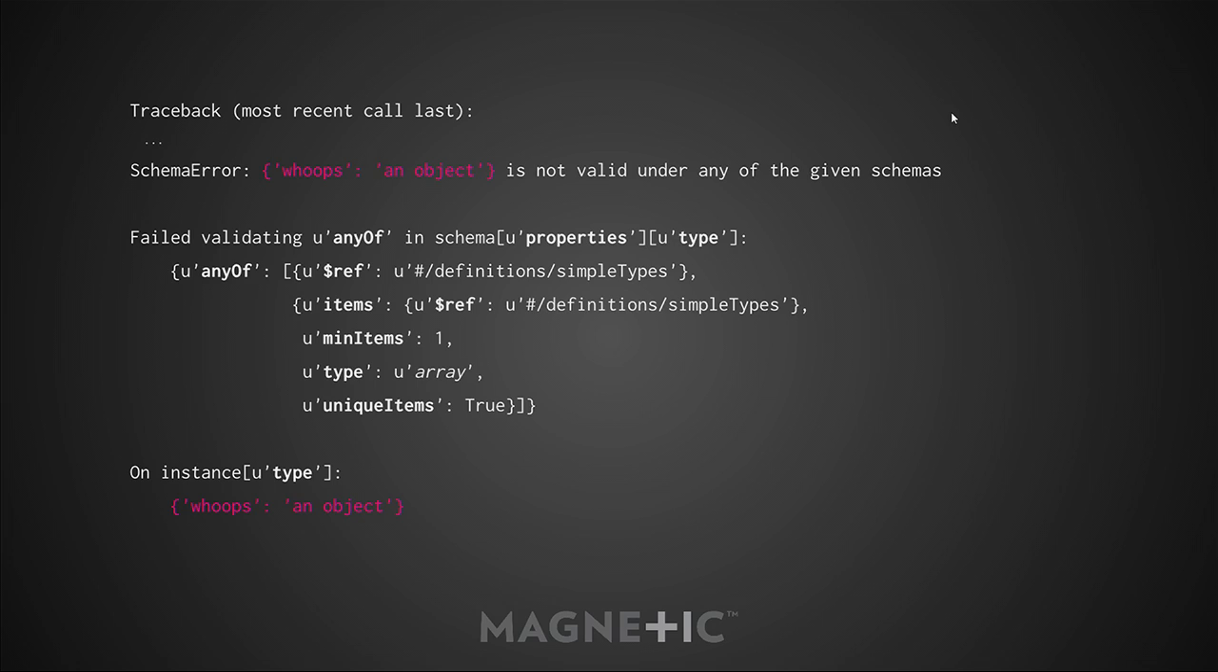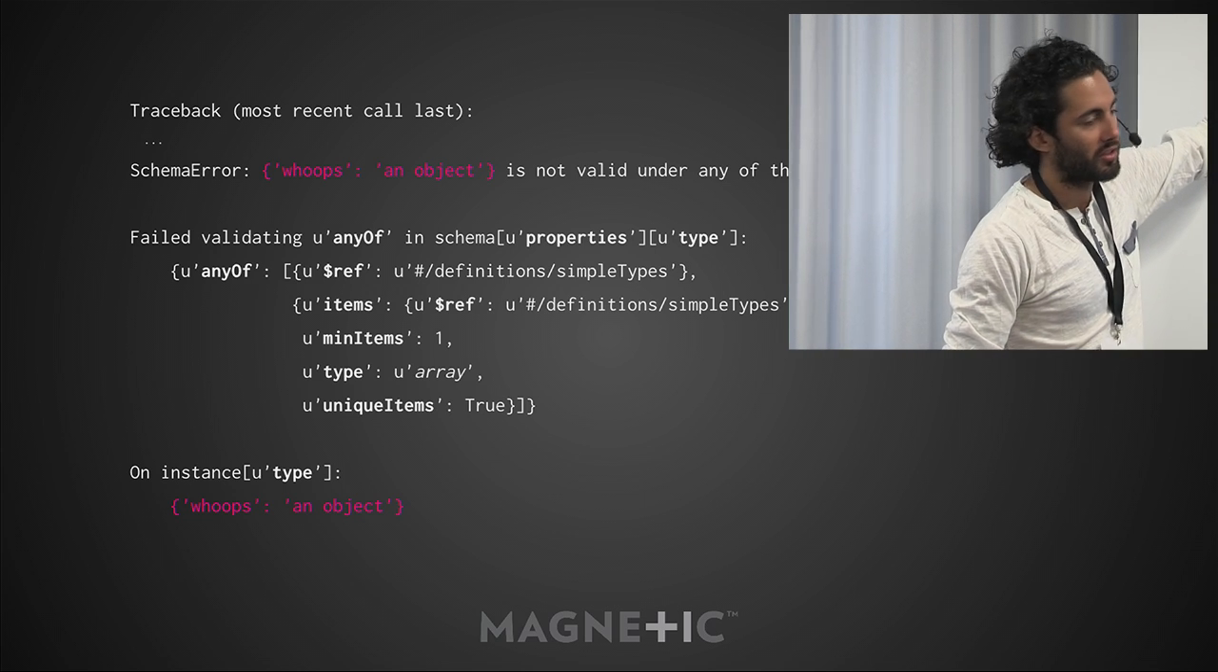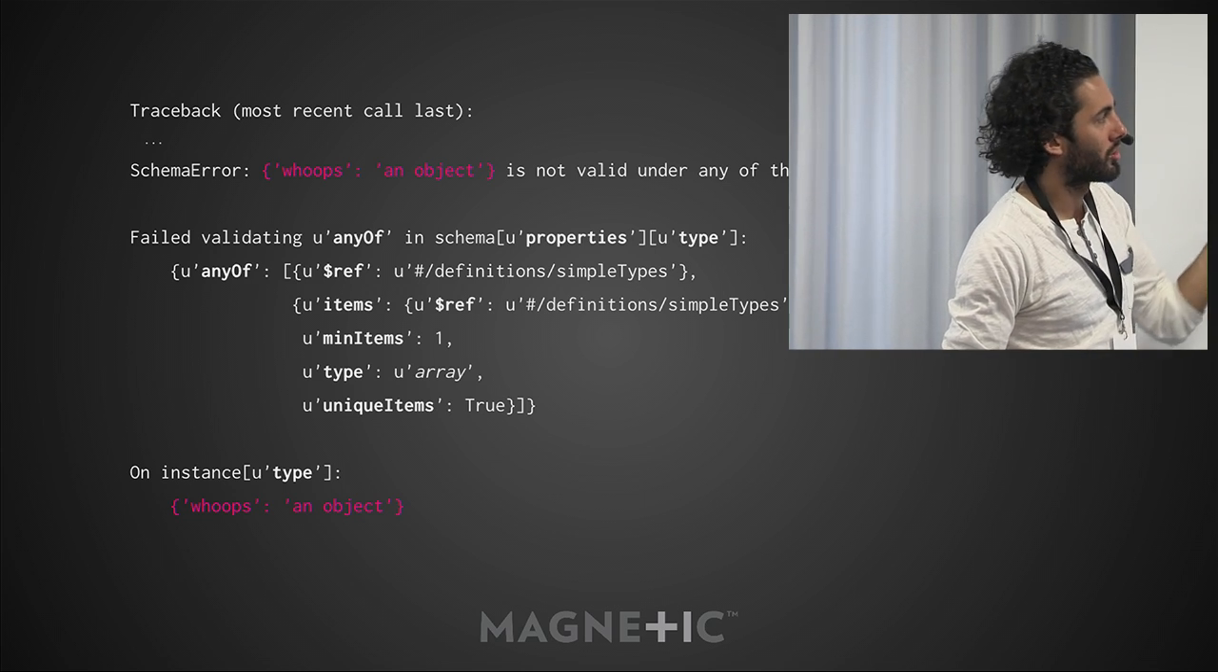So it's saying that object is not valid under any of the given schemas. You can tell that there's a higher order validator in here somewhere. If we just read this, it says failed validating anyOf, which is like oneOf, except you can validate against more than one. Failed validating anyOf in schema properties type. So this is the meta schema, and it's saying in the meta schema there's a properties, and specifically there's a subschema that defines what the type property is allowed to have. It's saying that what you provide for the type validator is any of the following things. There's just two things in there.